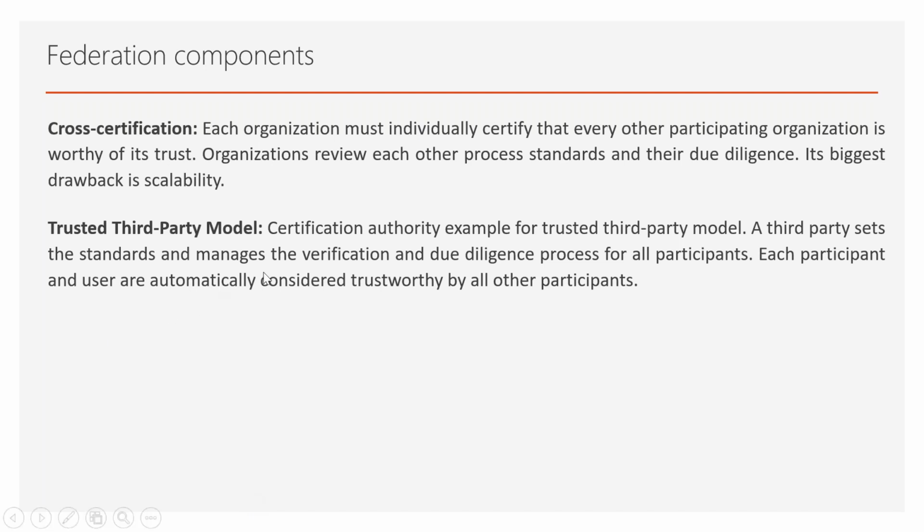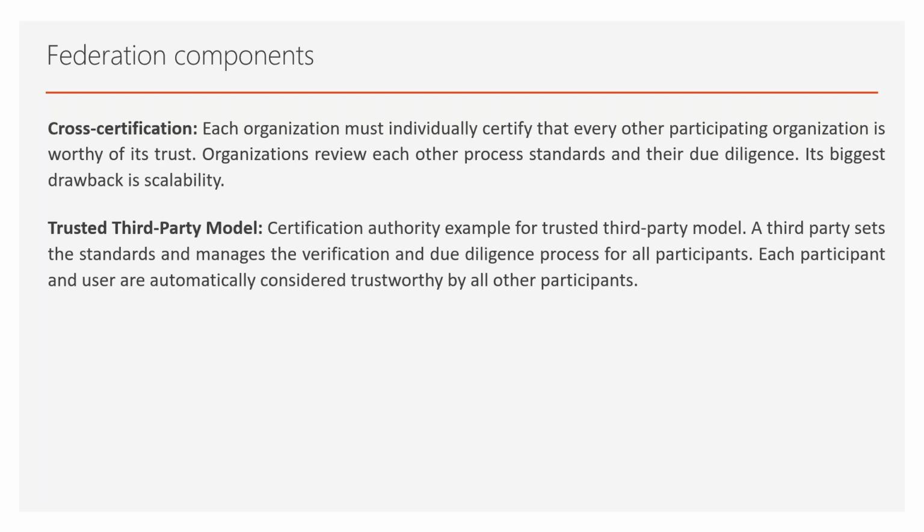The other option is your trusted third party. I can say that a certificate authority is an example of the trusted third party model, where all the organizations, let's say organization 1, 2, 3, will trust the CA. The CA will manage the verification and due diligence process, and the access will be provided. I am trusting a third party organization. So the CA, certificate authority, is the best example of a trusted third party model.